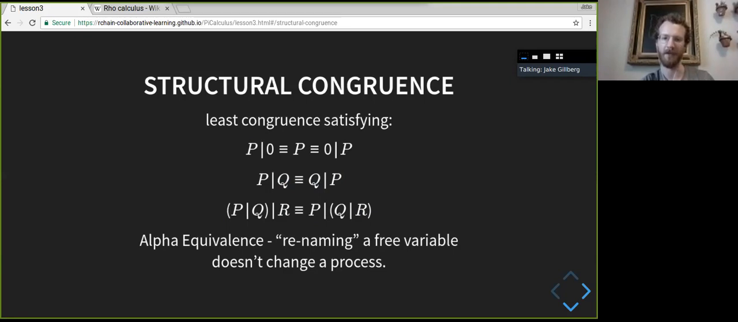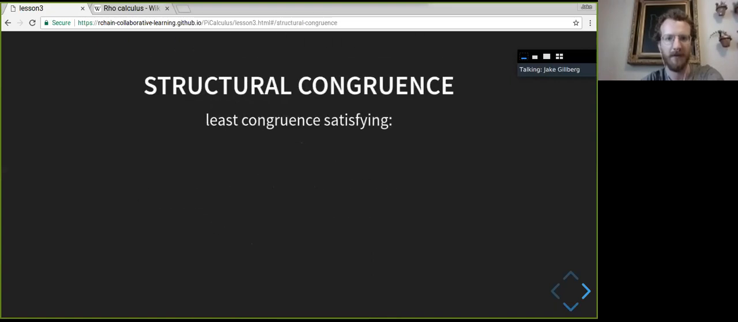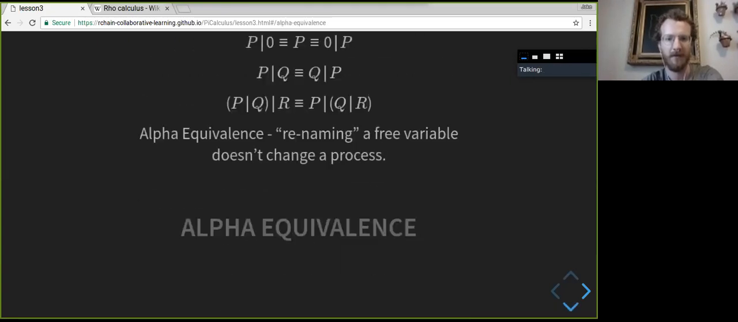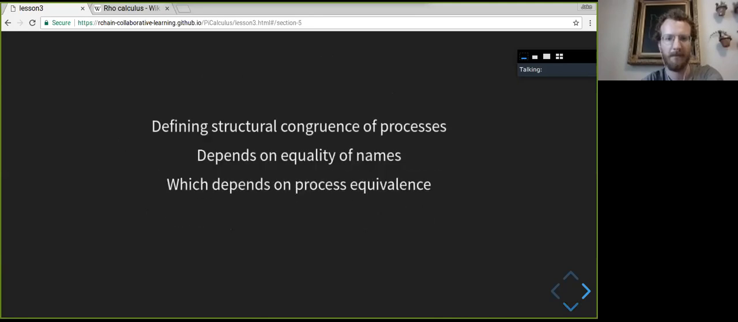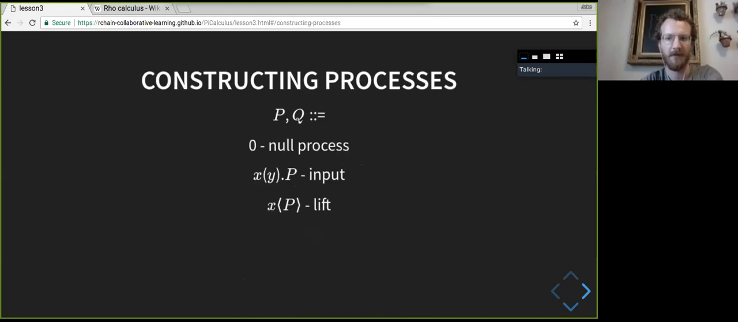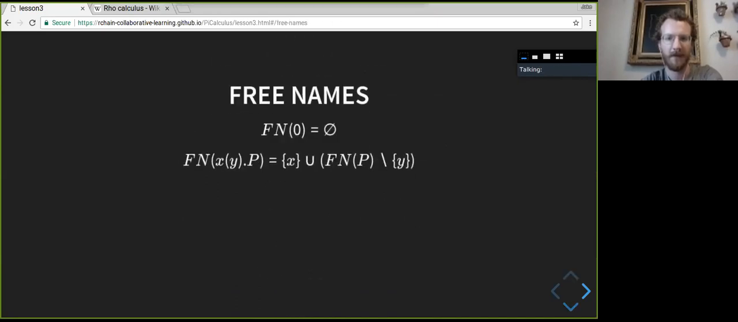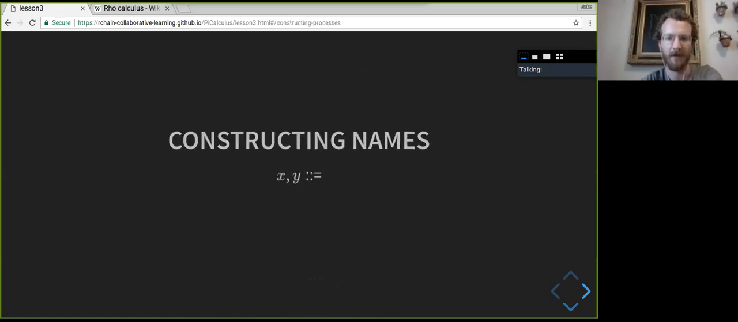And then the last thing that we need is alpha equivalence, which means renaming a free variable that's in our process shouldn't change the meaning of a process. So the example that I give here, did I miss? I did miss something. Okay, sorry, I'm getting ahead of myself here.